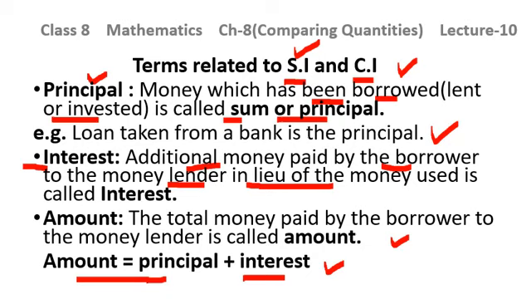So principal is the money which has been borrowed, lent or invested, called sum or principal. For example, a loan taken from a bank is the principal. What is this interest? Additional money paid by the borrower to the money lender in lieu of the money used is called interest. And coming to amount, the total money paid by the borrower to the money lender is called amount.